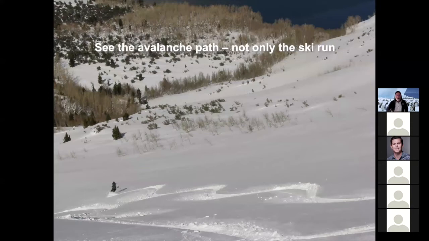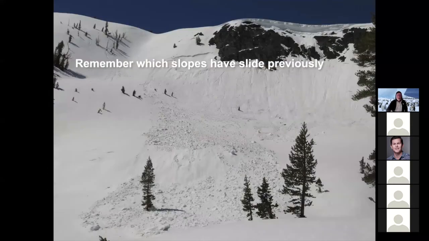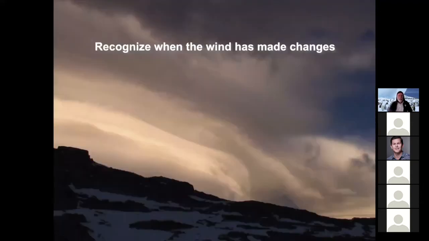So we want to see not only the avalanche or the ski run, we want to see the avalanche path as well. We want to remember what slopes have slid previously. We've got a cornice up here. So is it really any surprise that we've got a wind slab there? No, we're obviously on a lee slope, not a windward, as indicated by that. So slope angle looks to be in our zone. Big surprise? Shouldn't be. We want to recognize when the wind makes changes. And wind is always going to make changes.